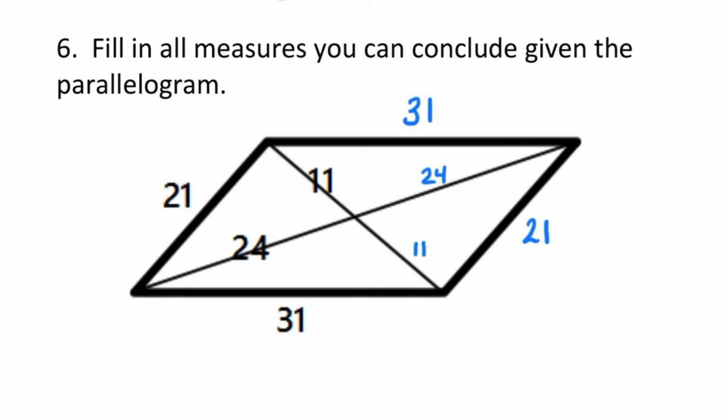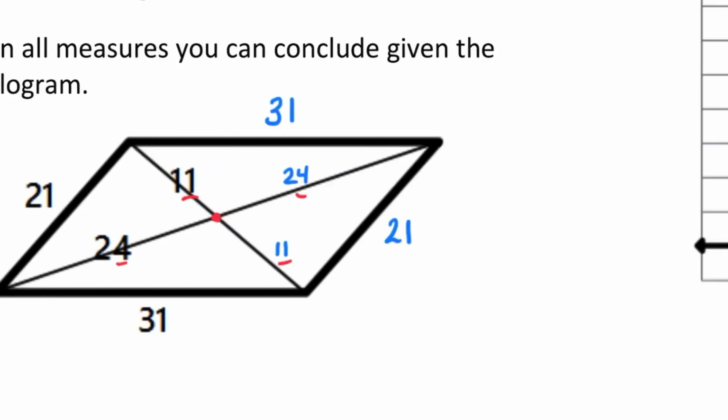Number 6, I started with the sides. We had the 31 on top and 21 on the side because opposite sides are congruent. And then I had those crisscross diagonals. The diagonals bisect each other. That means this middle spot is a midpoint for both segments. So 11 right here means 11 right here, and 24 right here means 24 right here. That's what it means for diagonals to bisect each other.